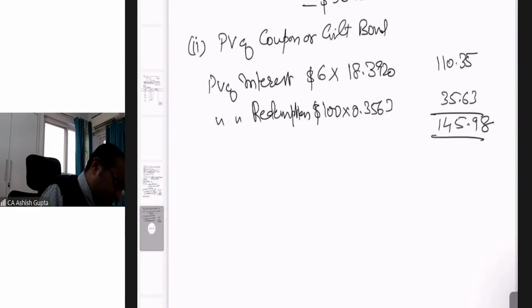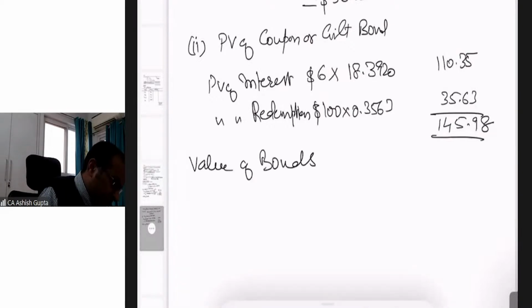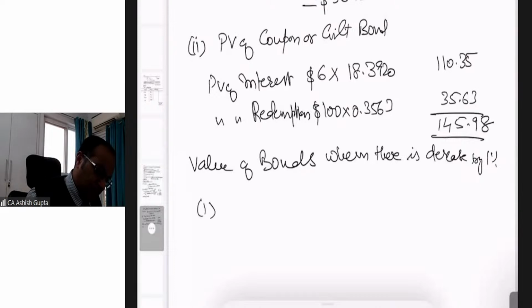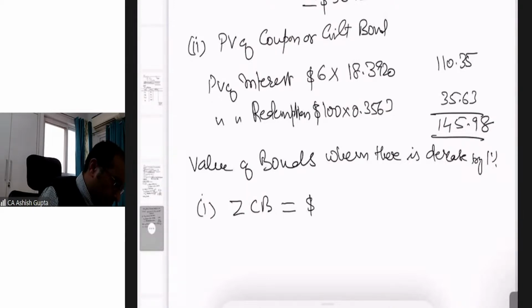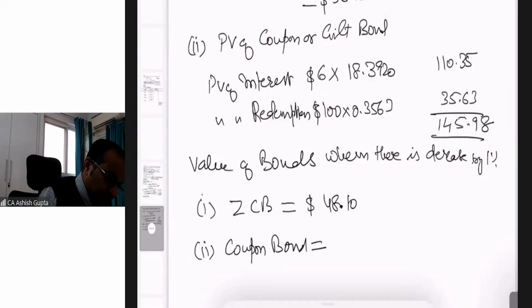So similarly, we can compute the payment and the value of bonds when there is a decrease by 1%. Now, students, I am just writing down the values here. Please try it on your own. The value for the JCB and the coupon bond will be as shown. Okay, students, now we see the evaluation.